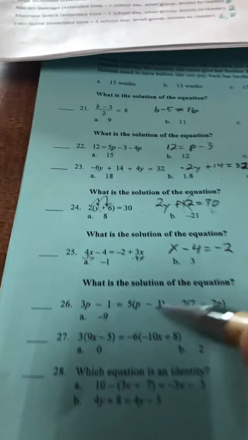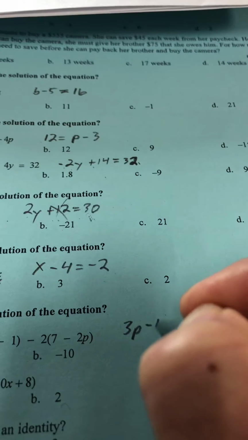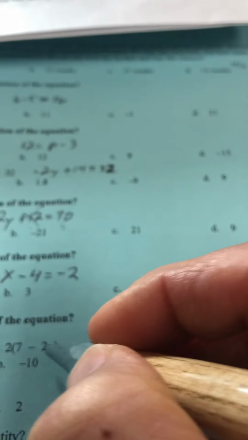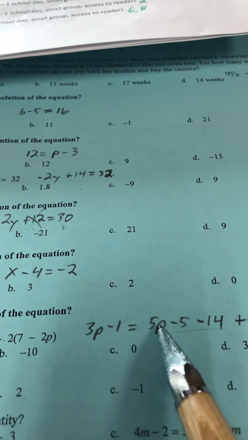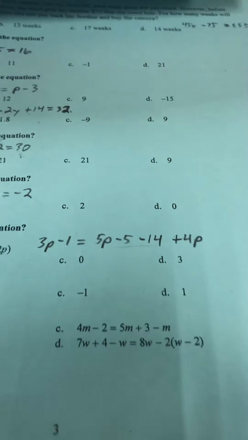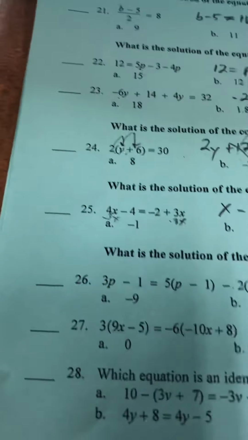26, I have a lot of distributive, so let me get you to the first step. I'm going to keep 3p minus 1 on this side. Then I'm going to do the distributive property. I should have 5p, negative 5, because 5 times negative 1 is negative 5. Minus 2 times 7 is 14. A negative 2 times a negative 2p is going to be a positive 4p. Okay, so I have all of this. What I have to do is combine my like terms, get p by itself on one side, and solve for p.